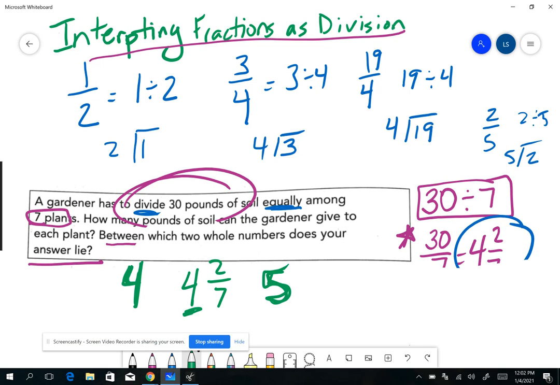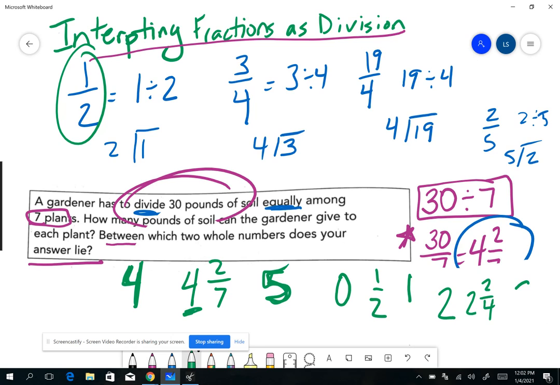Let's go up here and look at this one, this 1/2. Between which 2 whole numbers does 1/2 lie? It's between 0 and 1. How about 2 and 2/4? That's between 2 and 3. All right, hopefully that can help you with your seesaw activity.